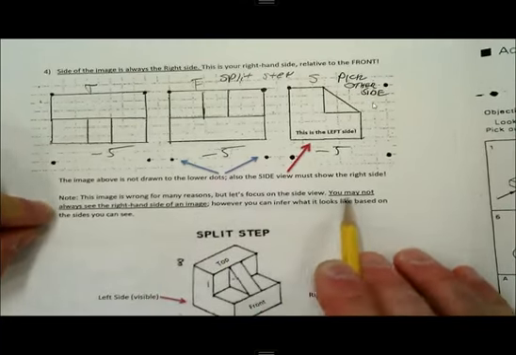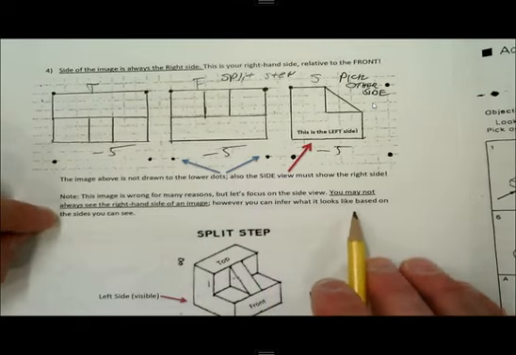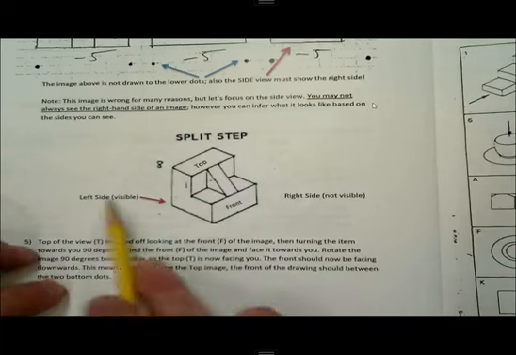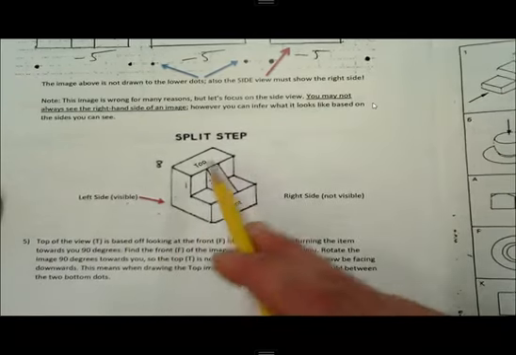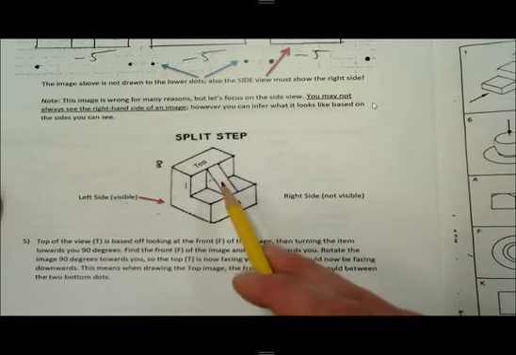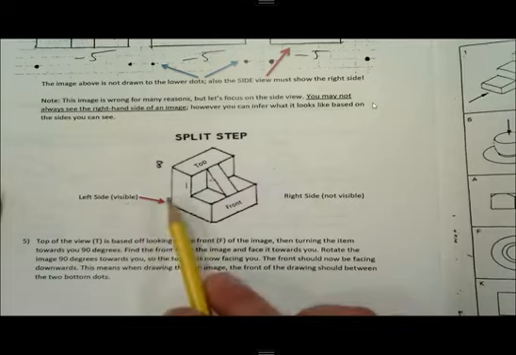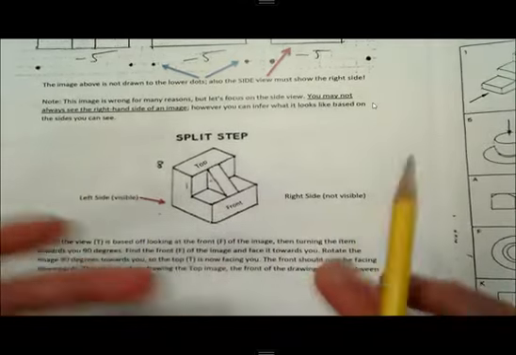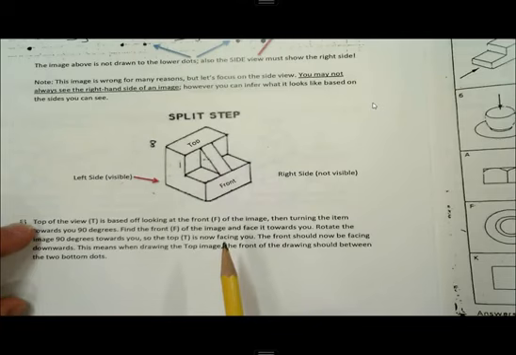Okay. So it says, note, this image is wrong for many reasons, but let's focus on the side view. You may not always see the right-hand side. However, you can infer what it looks like based on the side you can see. So if you look down here, we can see the left side, which is visible. This is the front, this is the top, and this is the slope, which gives us our front and top view. The right side is not visible. Now, if I know what the left side looks like, if I just turn this image to the side, I can figure out, just based on what the left side looks like, what the right side will probably look like. Okay? You can read this down here.